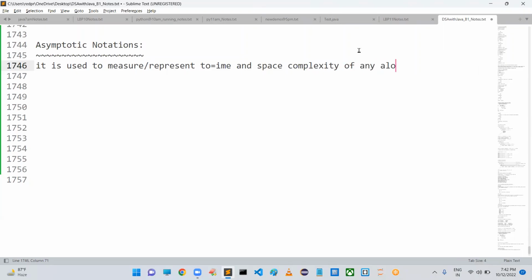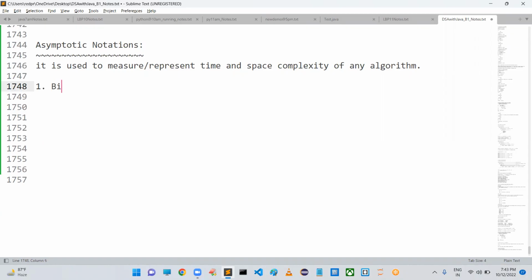If you take any algorithm, to represent these time and space complexities, we are going to use these asymptotic notations. In total, we have 5 notations. How do we measure distance with the help of kilometers, right? How do we measure water in terms of liters, right? In the same way, we measure time and space complexities by using these asymptotic notations.